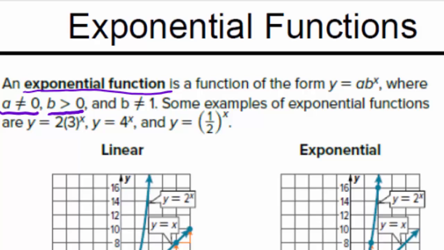Also, we want b to be greater than 0. In other words, it shouldn't be negative, and it shouldn't be 1, because if it's 1, any exponent you put on it is always going to output a 1. So some examples here would be y equals 2 times 3 to the x, and the 3 here is the b, and the 2 there is the a. Or simply y equals 4 to the x, or y equals 1/2 to the x. Notice that this 1/2 is still bigger than 0, but it's not negative.